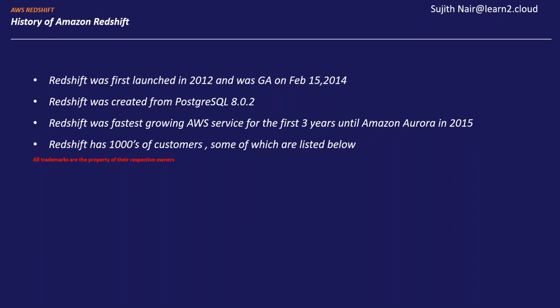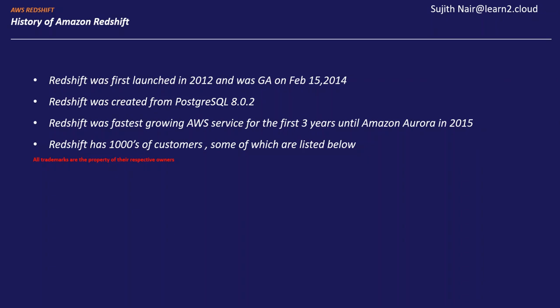Redshift was created from Postgres SQL 8.0.2. Now, this is an interesting fact. What happened when Amazon decided to start Redshift was that they decided that they did not want to build the database from scratch because it would have taken them a tremendous amount of time. So they wanted what is known as a framework that they could potentially use, on which they could build. So they decided to pick Postgres as their base or the framework.